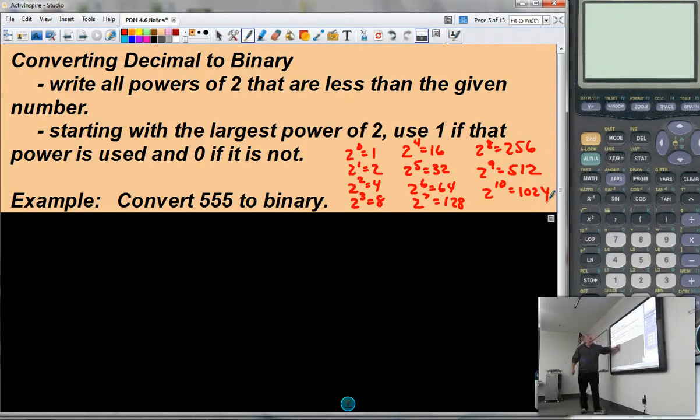Okay, well, my number was 555, so the largest power of 2 that is smaller than 555 is 512. So the 2 to the 10th is not in play.